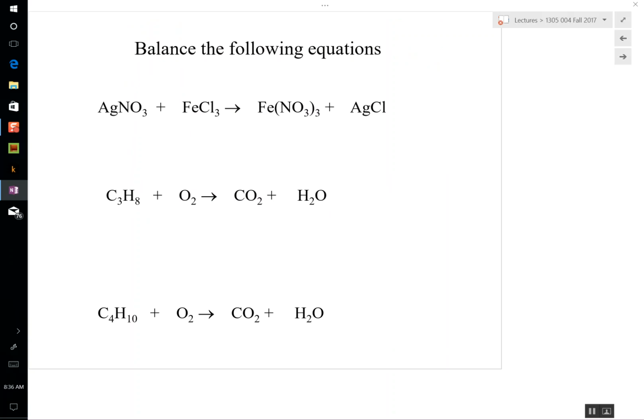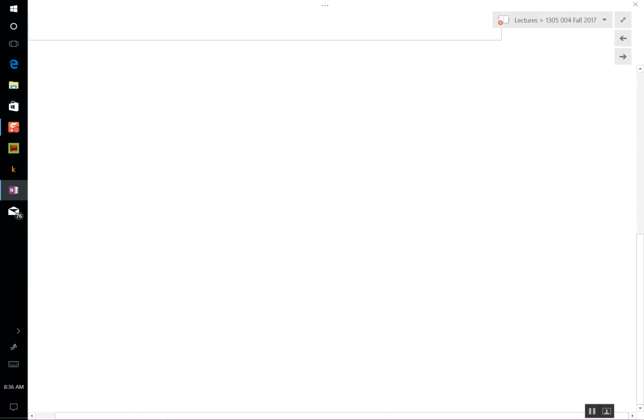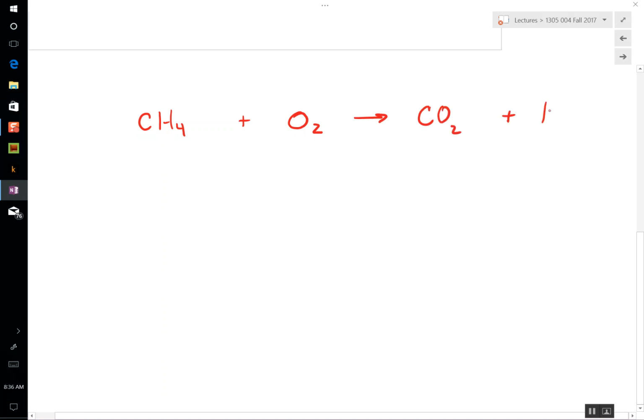Here are some examples. Here's the propane. Here is butane. You see? Propane plus oxygen, carbon dioxide, and water. Now, let's take methane, the simplest one, as a start. Now this is complete combustion of hydrocarbons. We're burning them down to carbon dioxide and water.